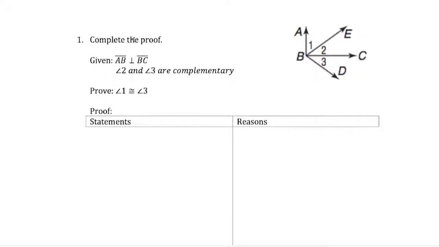So we're going to complete this proof where it's given that AB is perpendicular to BC. These two are perpendicular, and angles 2 and 3 are complementary. We want to prove that angle 1 is congruent to angle 3.